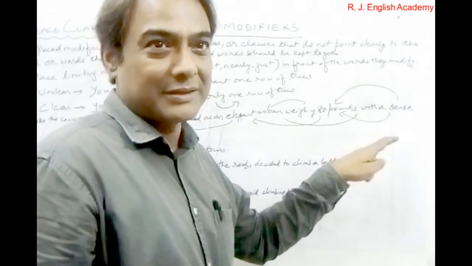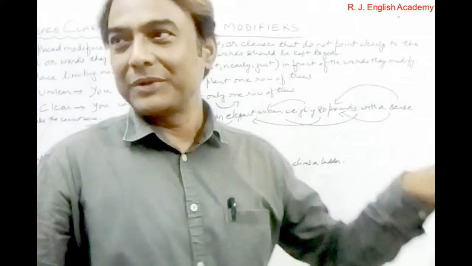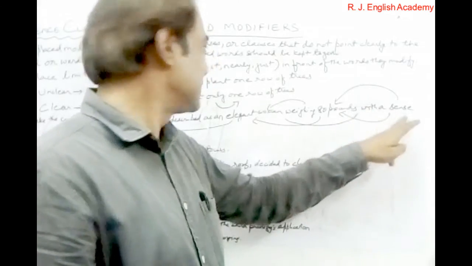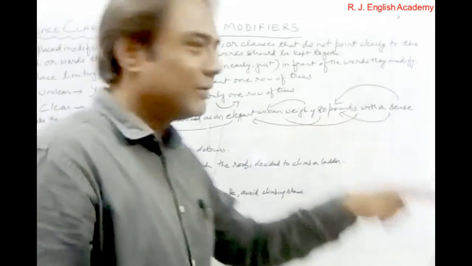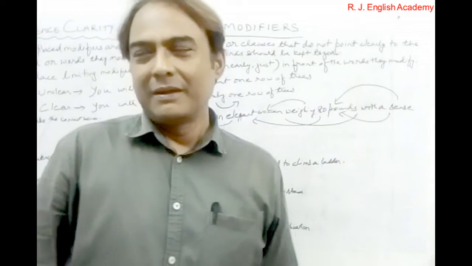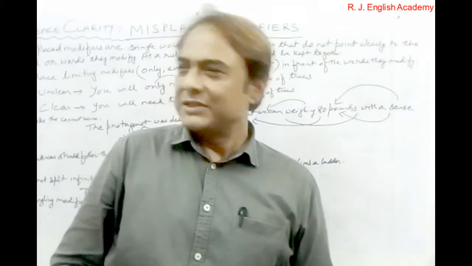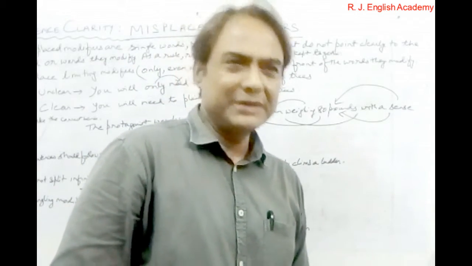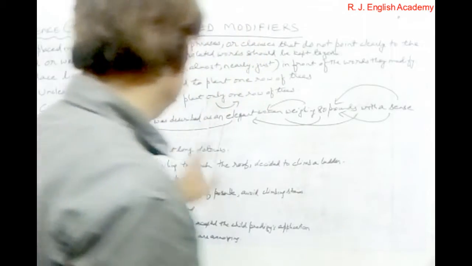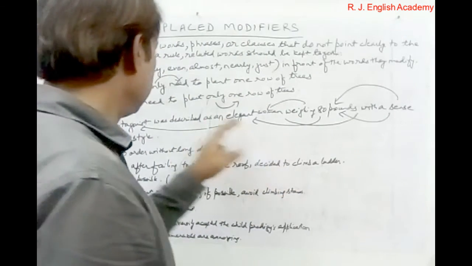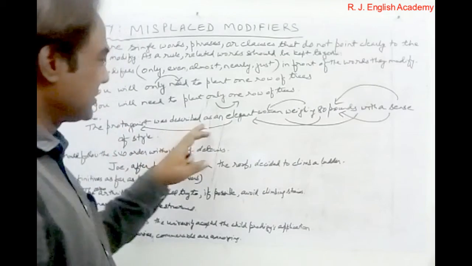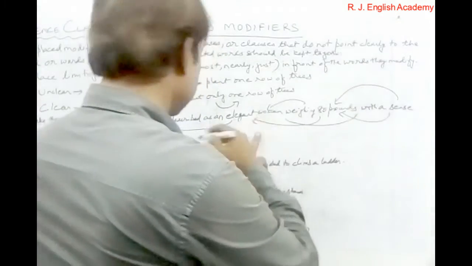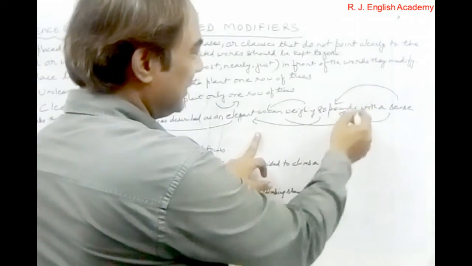But here, we are defining the woman. We are not correlating it with the woman. We are correlating it with the 80 pounds. So with the sense of style, 80 pounds. How do you correct this? Misplaced modifiers are generally corrected by rewording or restructuring them. Either we reword them or we restructure them. Let us say the protagonist was described as an elegant woman with a sense of style and weighing 80 pounds.